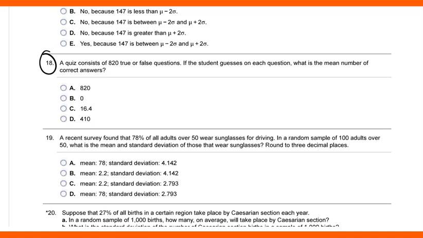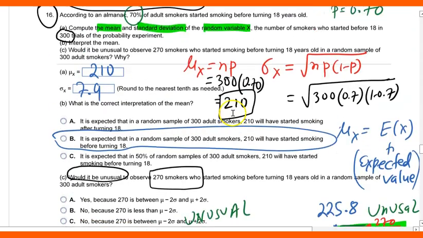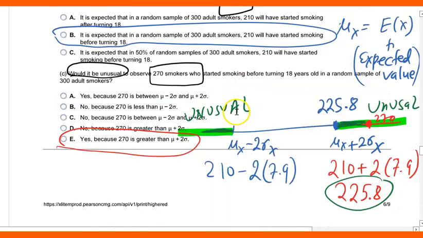A quiz consists of 820 true-false questions. N equals 820. If students guess on each question, what's the mean number of correct answers? Remember that mean is the same as n times p. That's the formula we had before.